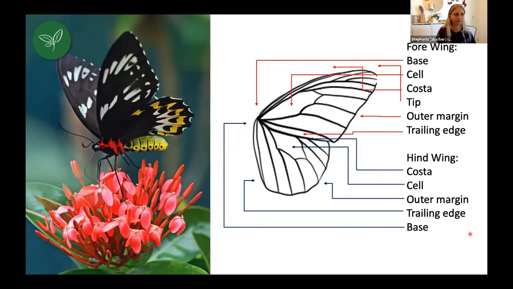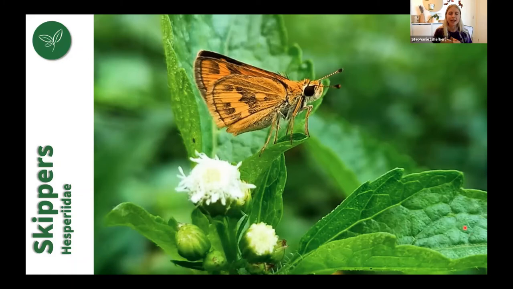So let's get into the first family, and that is skippers. And I'm not going to try to say the Latin name. Maybe I will. Hesperiidae. I don't know. Somebody's going to get mad at me that I'm not saying this correctly. I just call them skippers. So skippers is the first family that we're going to be talking about today. And here's some key features about them.